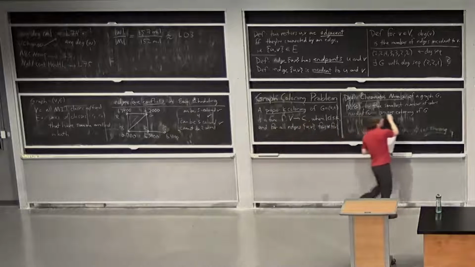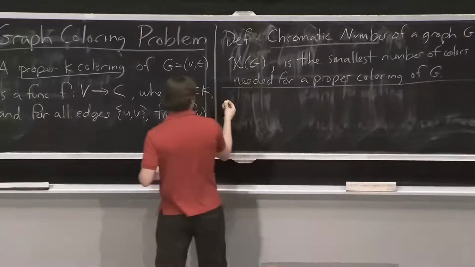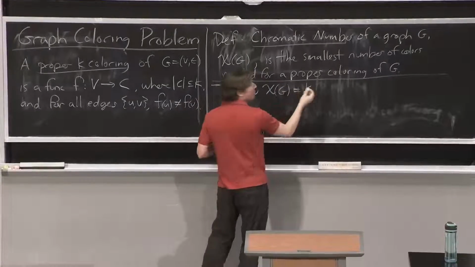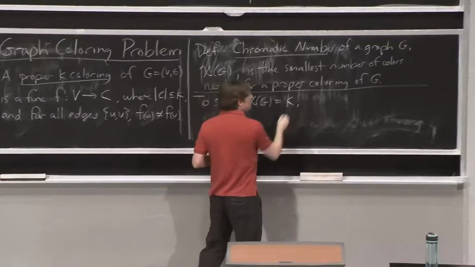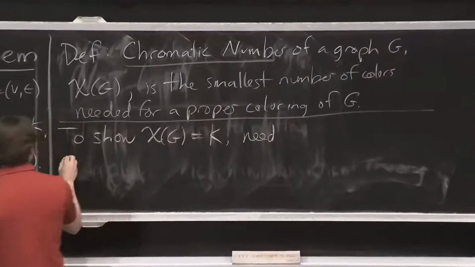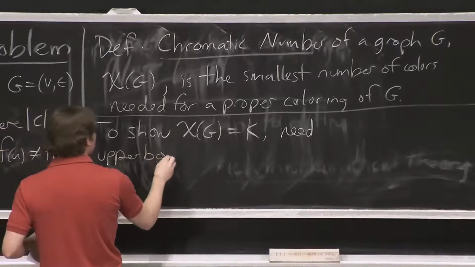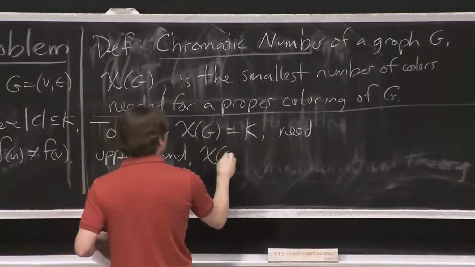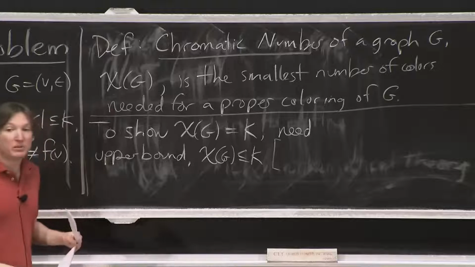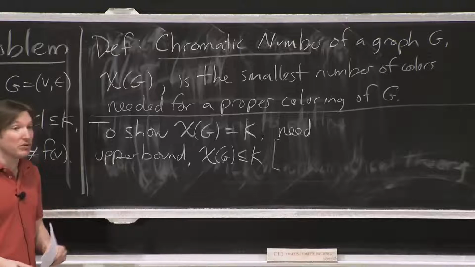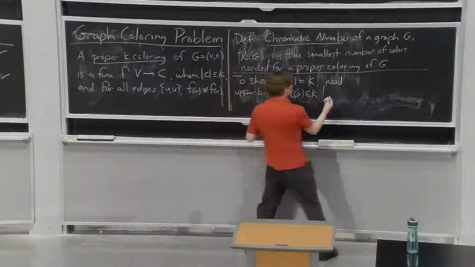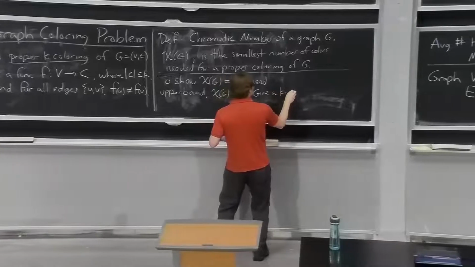And I want to emphasize that. In general, to show that the chromatic number of G is some value k, usually we need both an upper bound and a lower bound. We need an upper bound, which is that chi of G is less than or equal to k. And how do we prove that? Usually by giving a k coloring. If you know it's possible to color in k colors, then the chromatic number has to be k or smaller. Give a k coloring.